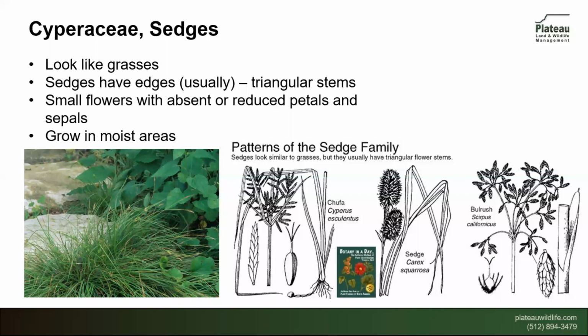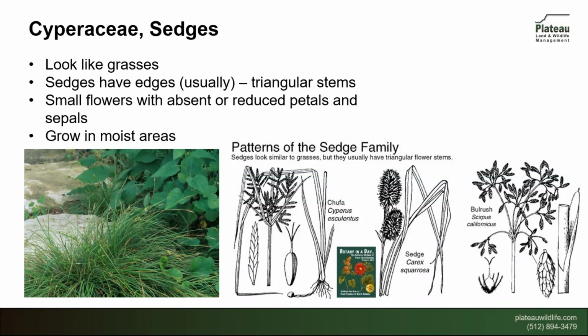So if you roll a grass stem between your fingers, it's round and smooth. If you roll a sedge stem between your fingers, not the leaf, but the stem, where the seed's coming off, you're going to feel those triangular edges. It's really distinctive. It's not hard to separate those two. So if you see something growing in a moist area, particularly since sedges like moist areas, that looks kind of like a funny little clump of grass, check that stem and see if it's triangular. If it is, you got a sedge.